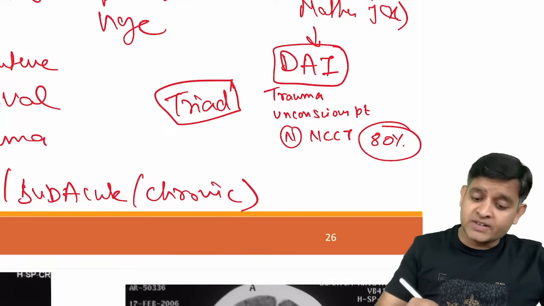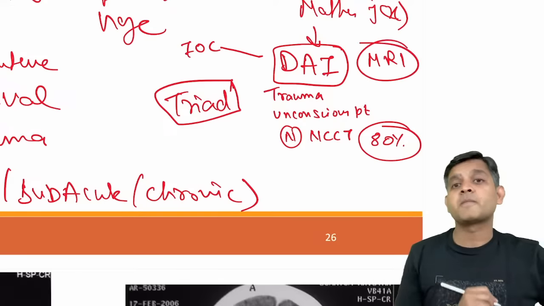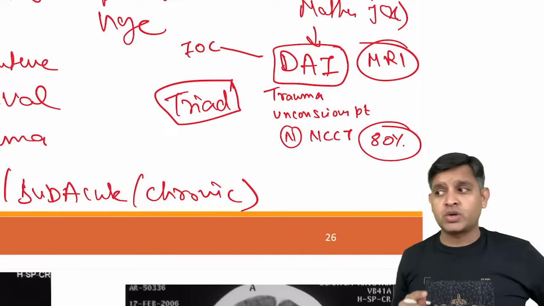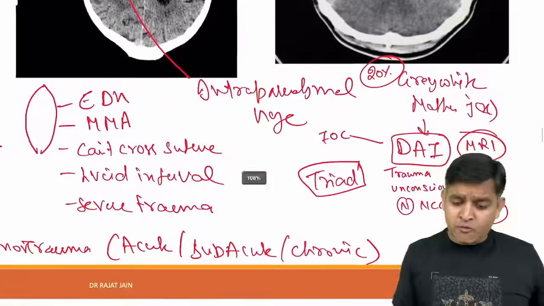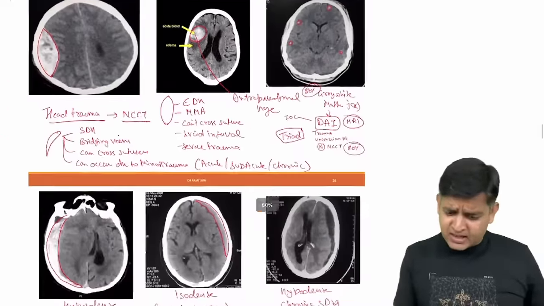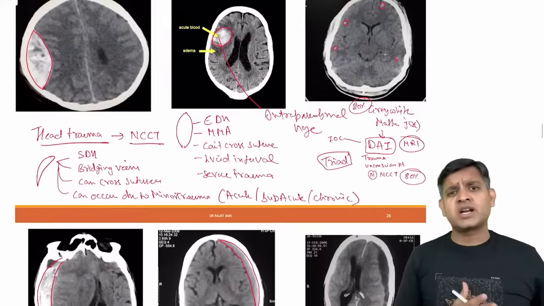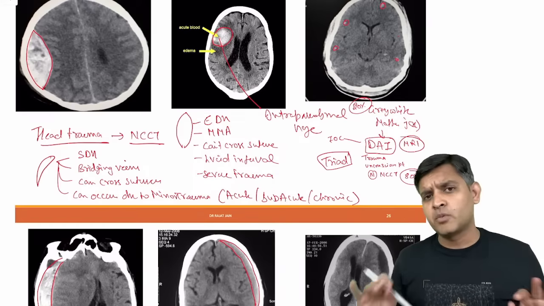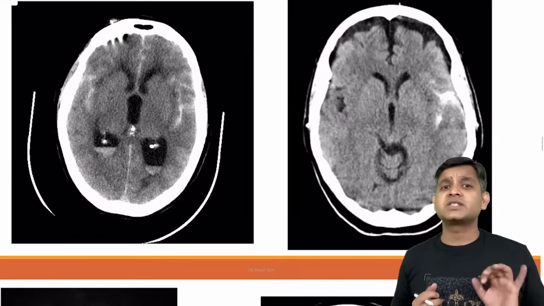What is the standard investigation of choice to diagnose diffuse axonal injury? MRI. The standard investigation of choice to diagnose diffuse axonal injury is MRI. Okay? So, very, very important. Yaad rakh lena, ye slide ko yaad rakh lena. Is slide ka ek question exam mein aane ki possibility 90% se zyada hai. More than 90%.